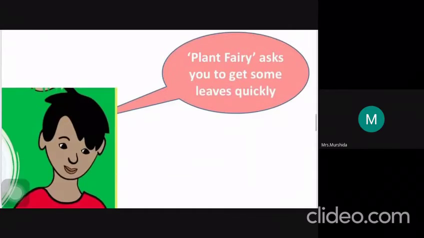So the new plant fairy, what did he say? "Plant fairy asks you to get some leaves quickly." What did the new plant fairy say? He asked the children to get some leaves quickly.